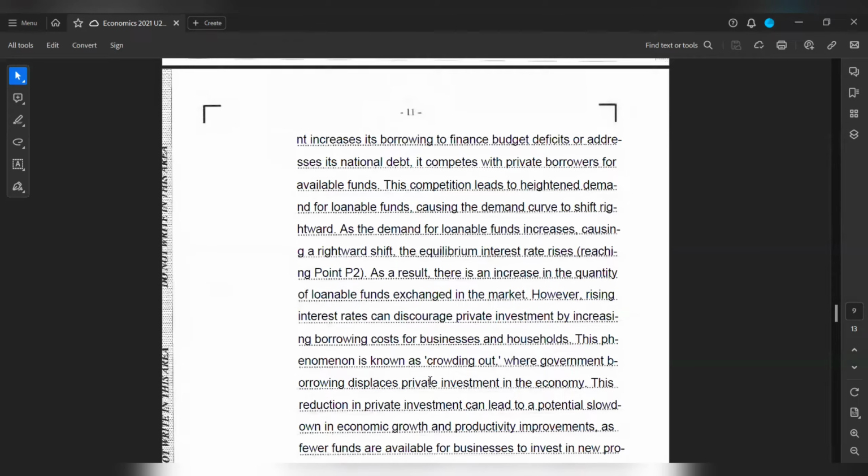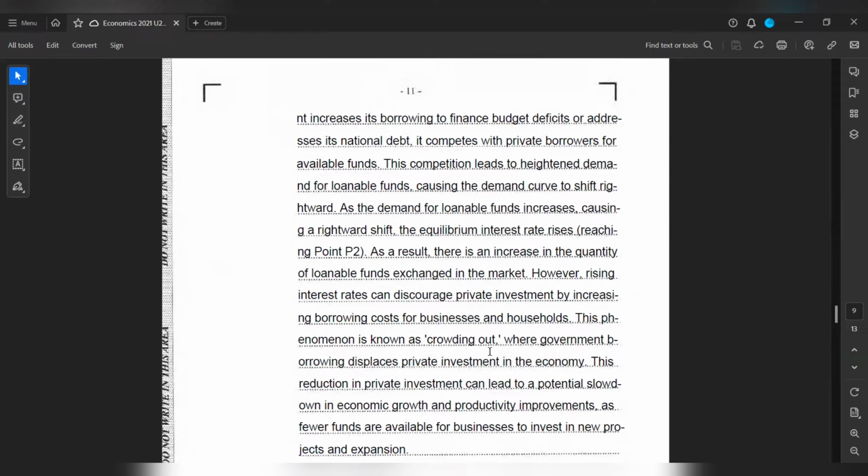As the demand for loanable funds increases, causing a rightward shift, the equilibrium interest rate rises, reaching point P2. As a result, there is an increase in the quantity of loanable funds exchanged in the market. However, rising interest rates can discourage private investments by increasing borrowing costs for businesses and households. This phenomenon is known as crowding out, where government borrowing displaces private investment in the economy.